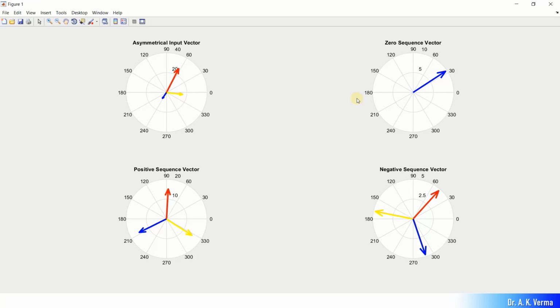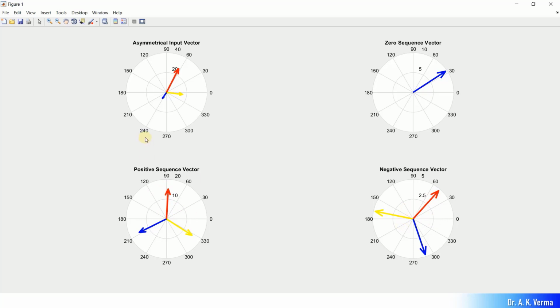This is also showing me their graphical representation, giving me a clear picture. The first one is showing the asymmetrical input vector. Here you can see that this is the asymmetrical or unbalanced vector having unequal magnitudes and angles, and it is divided into three groups. The first one is the zero sequence vector, where all three are aligned in the same direction. This is the positive sequence vector, where all three are of equal magnitudes, 15 point something, what we achieved in the theory section. And this is the negative sequence vector.